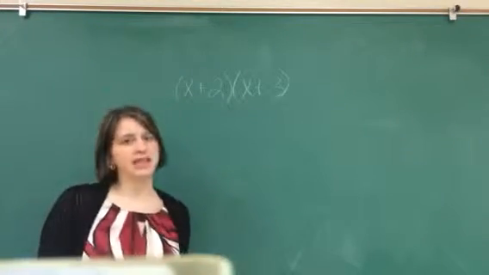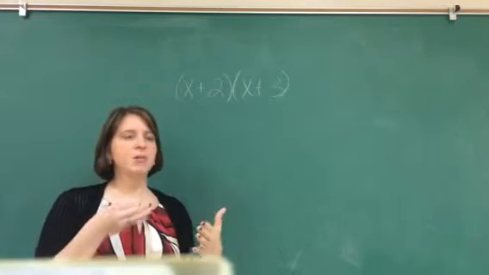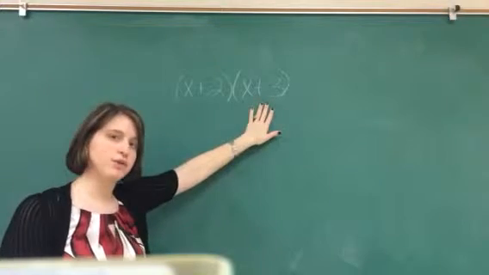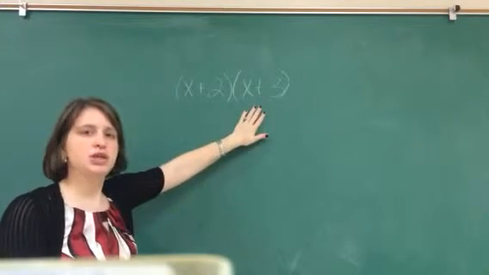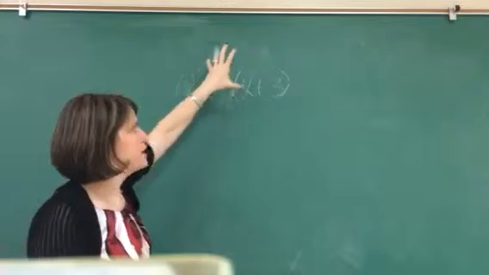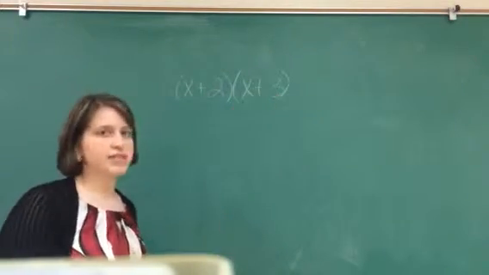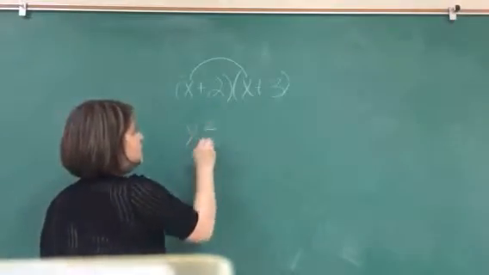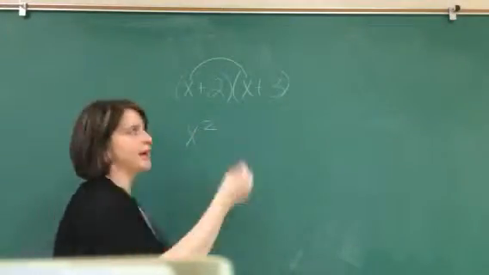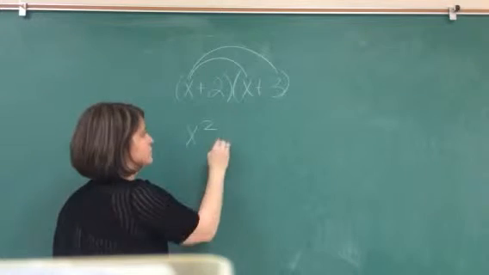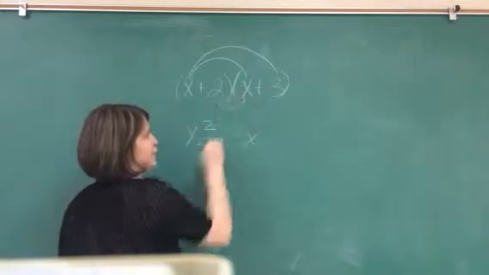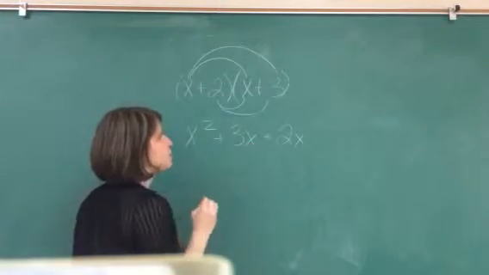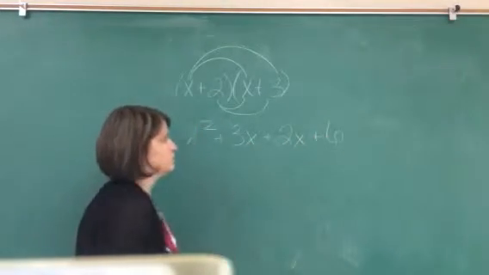Right? FOIL is really just an acronym to help us keep our multiplication organized, because everything over here needs to be multiplied by everything over here. That's what this is telling us to do. Multiply this whole thing by this whole thing. So F stands for first. We would multiply our first terms together. O stands for outside. We multiply our outside terms together. I stands for inside. We multiply our inside terms together. And L stands for last. We multiply our last terms together, right?